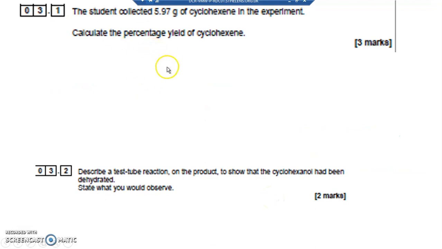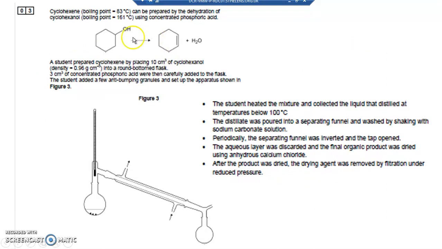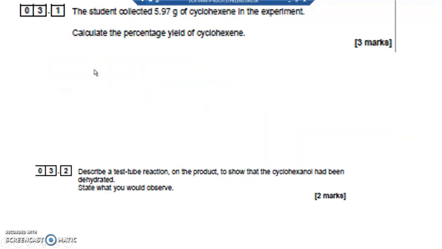Calculate the percentage yield of cyclohexene. So we've got the amount of cyclohexene that we've made. Originally we've got density equals mass over volume for the cyclohexanol. So we know 10 centimetre cubed, density 0.96. We've been given the density, we've been given the volume. Density is in grams per centimetre cubed, so we leave the volume in centimetre cubed when we do density as mass over volume. Mass is 0.96 times 10, 9.6 grams of cyclohexanol.